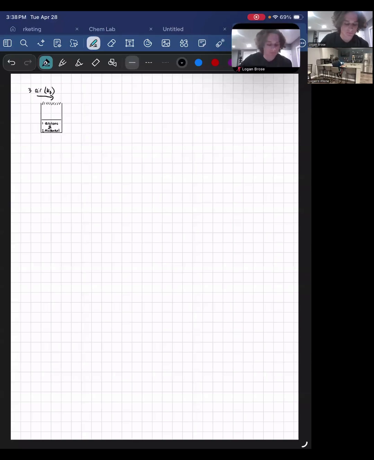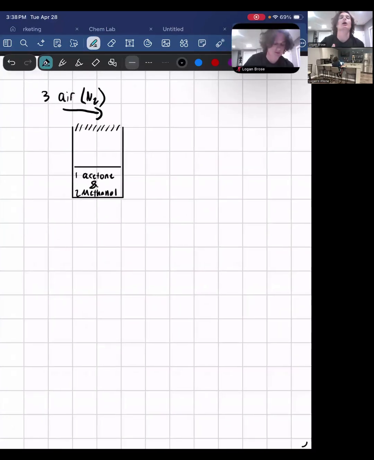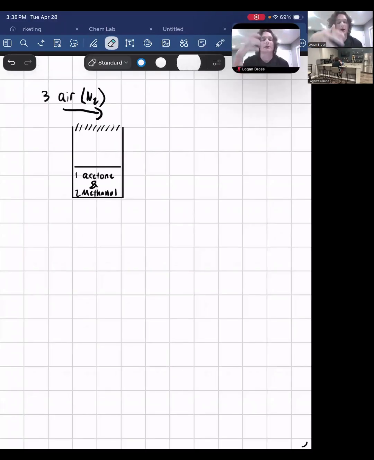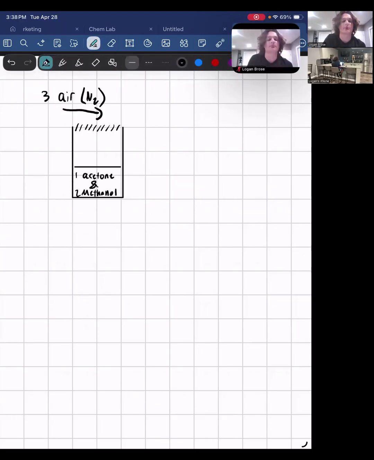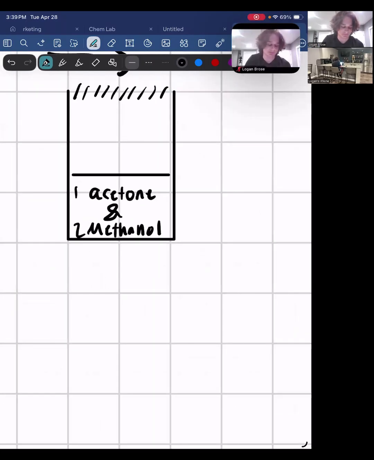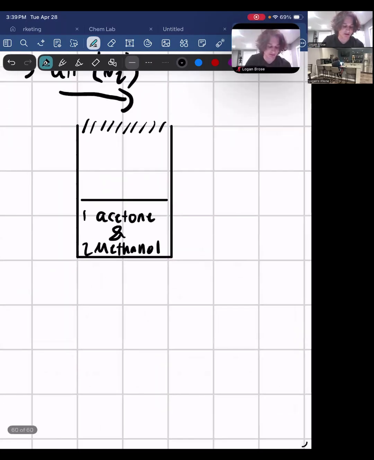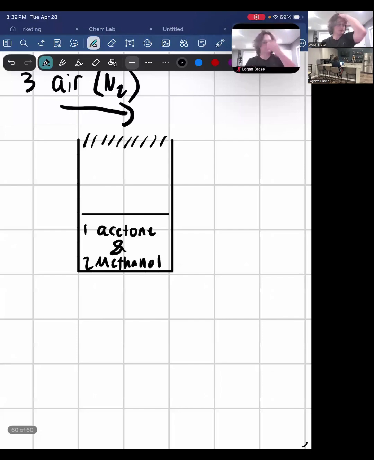Okay, so this is homework 4, part B. We're going to be looking at this mixture here, right? We have our tube here, and we have the thing on top that eliminates pressure-driven flow, right? And so we have three things here: acetone, methanol, and then our air, which is just nitrogen.